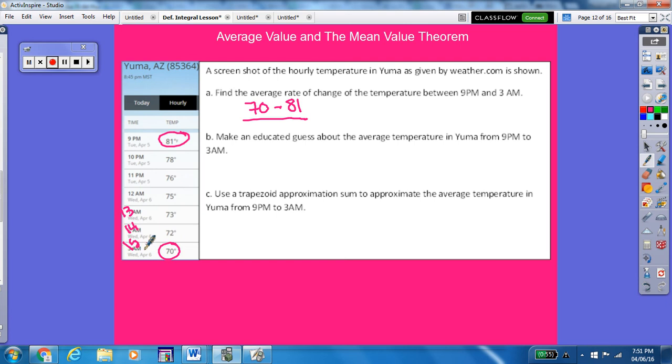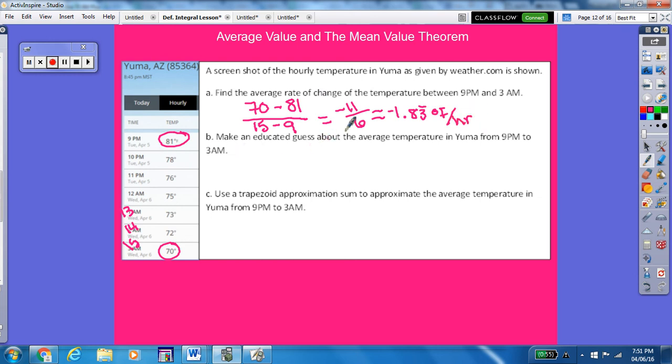Okay? So you have to think of 3 a.m. as the 15th hour, basically. So we'll go 15 minus 9, and that'll do it. So it'll be negative 11 divided by 6. And negative 11 divided by 6 is negative 1.83, repeating. And that, of course, is the average rate of change of the temperature. So it's going to be degrees Fahrenheit, and the change in time is in hours.